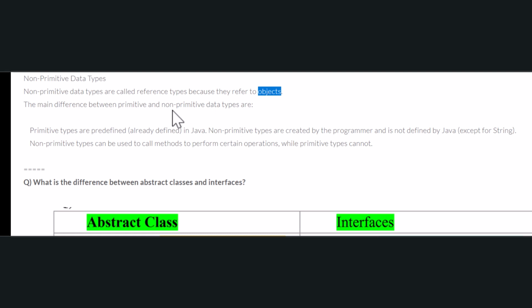The main difference between primitive and non-primitive data types is that primitive data types are predefined. That is, they are already defined in Java. Non-primitive data types are created by the programmer and are not defined by Java, except for string. So non-primitive data types are strings, arrays, and classes.